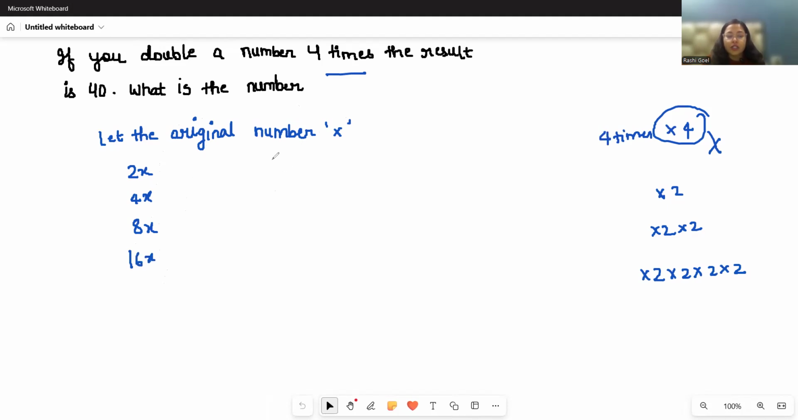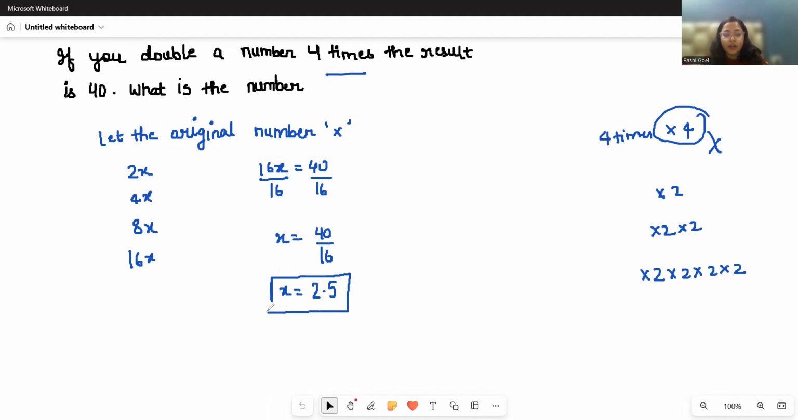So the question says that 16x equals 40. Now divide both sides by 16. So x equals 40 by 16, which is x equals 2.5. So the original number is 2.5.